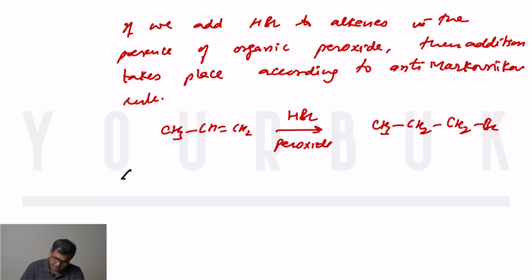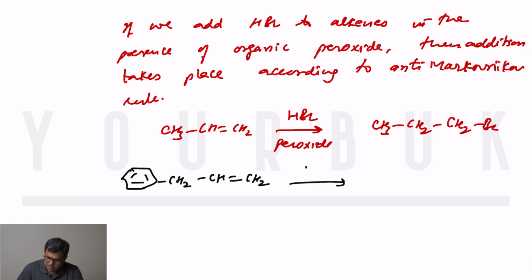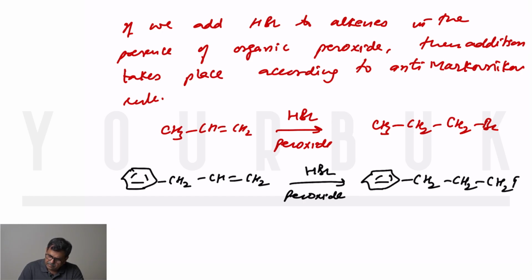One more example, CH2, CH double bond, CH2, and we are reacting it with HBr and peroxide. But remember, anti-Markovnikov takes place when the HBr and the peroxide both are present together. If any one is missing, you just follow Markovnikov. So my answer is this now. And remember, this anti-Markovnikov addition follows radical mechanism, but Markovnikov follows ionic mechanism.